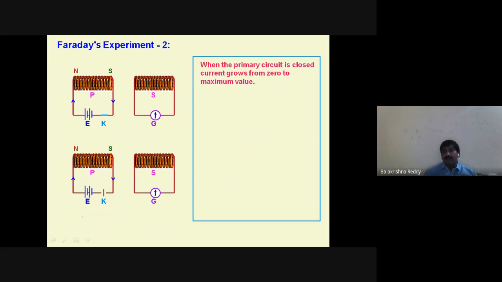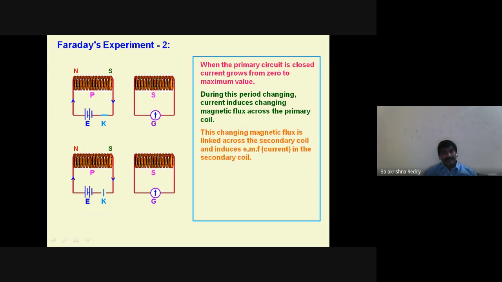See here. When the primary circuit is closed, current grows from 0 to maximum. During this period, the changing current induces a changing magnetic flux across the primary coil. In the same way, the change in magnetic flux is linked across the secondary coil and induces EMF in the secondary coil. If the flux is changing, there is an induced EMF; if it is not changing, no induced EMF.